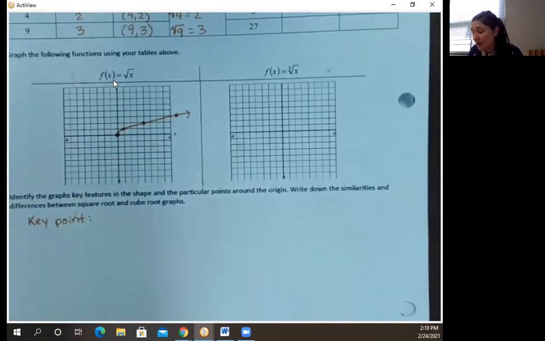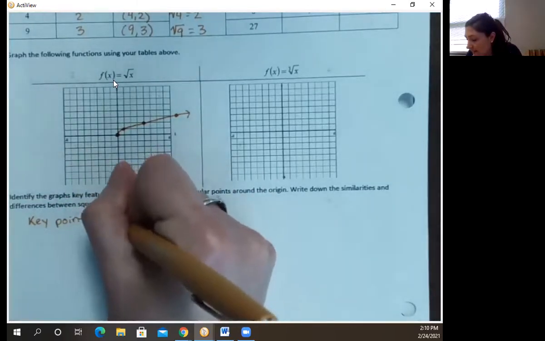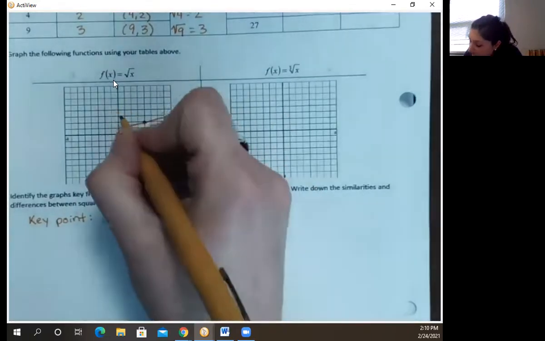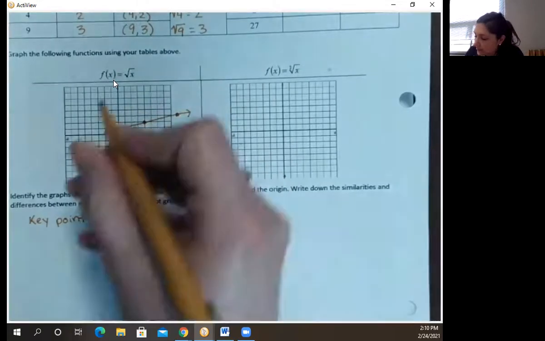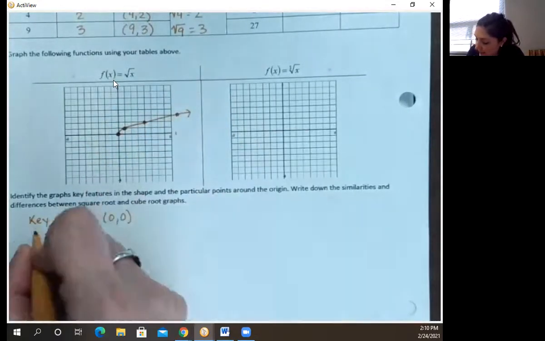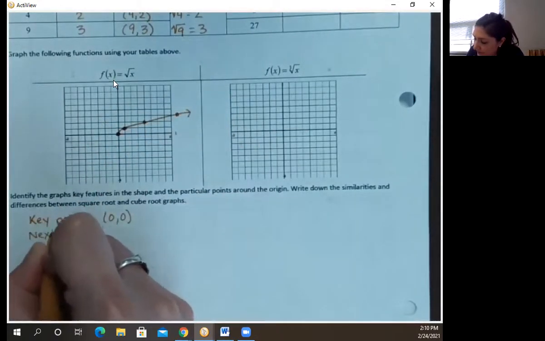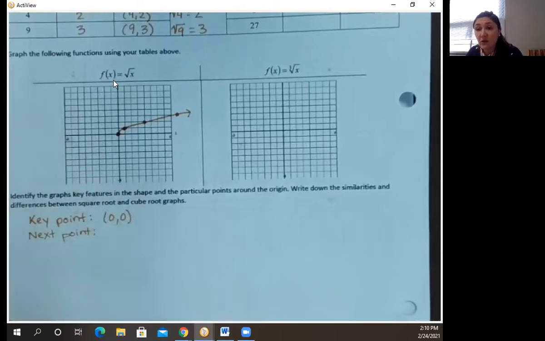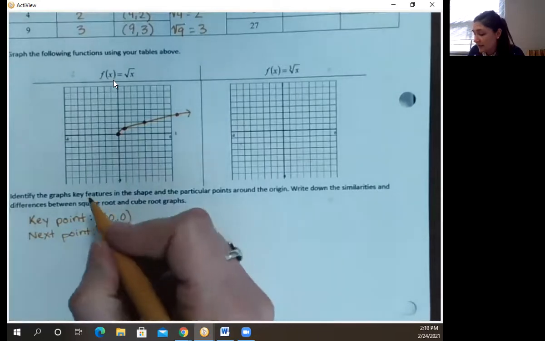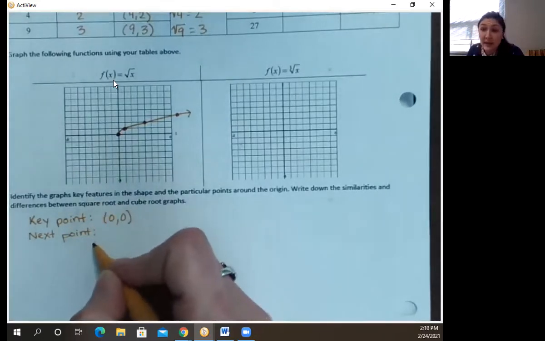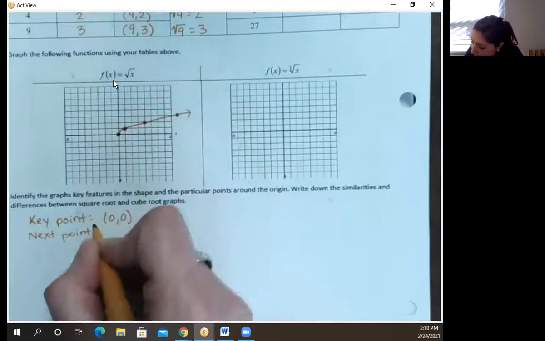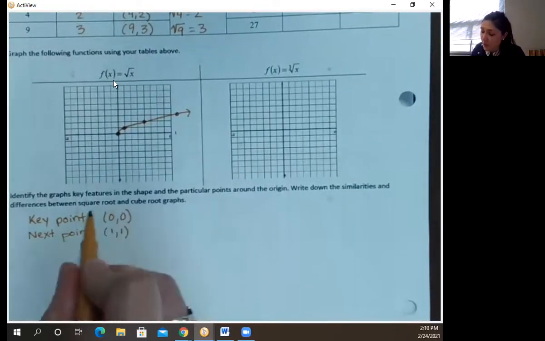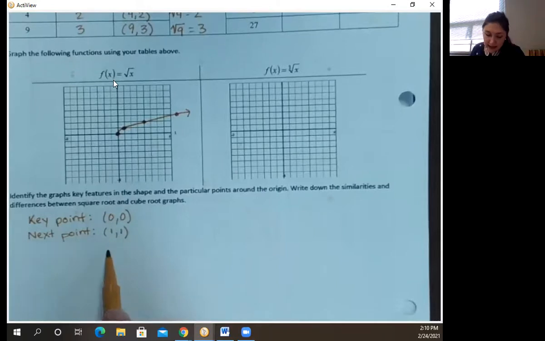That end point for our square root graph is at 0, 0 for our parent graph. And then I also want to keep an eye on where that next point is, because that will help us determine anytime we have a stretch or a compression of our graph. I need to know where that key point's going to go, and then where will that next point go. So our next point is at 1, 1. So for the parent graph, my key point is at the origin, and that next point on my graph would be at 1, 1.